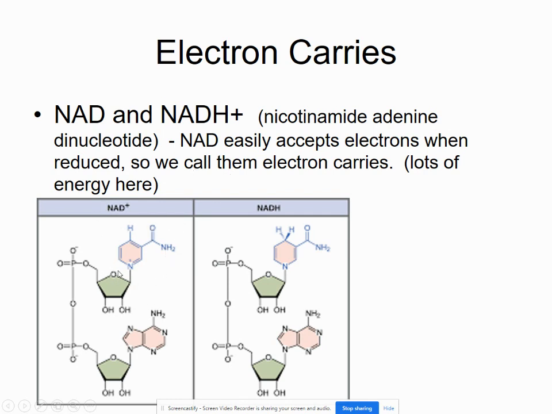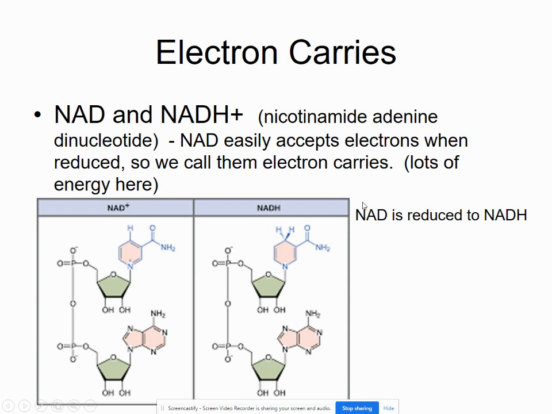I mean, they are right up there with ATP in energy. They're pretty amazing. Actually, 1 NAD can produce 3 ATP. So there is a lot of energy here, but it's not as easily used by the cell as something like ATP is. So ATP is easier to use. This is like carrying a nuclear bomb.